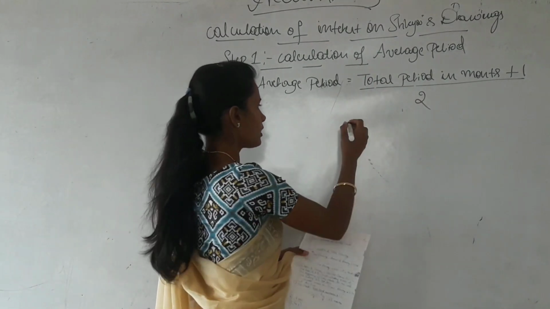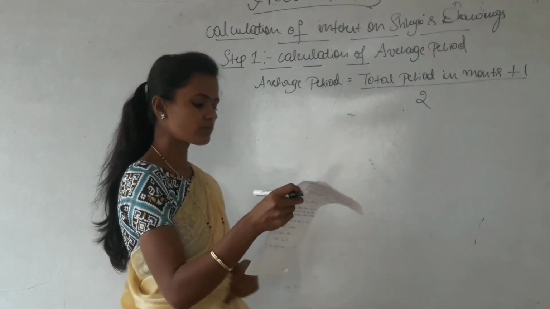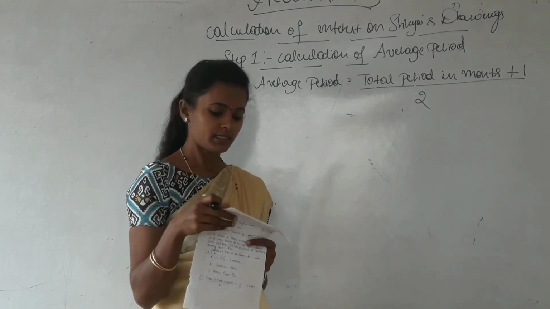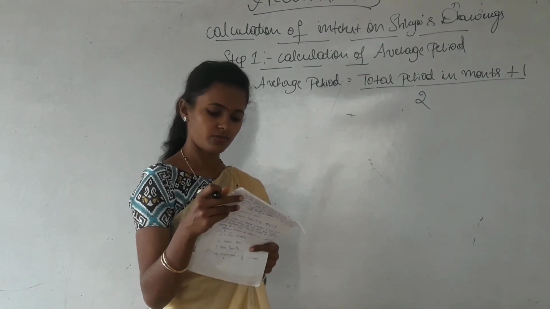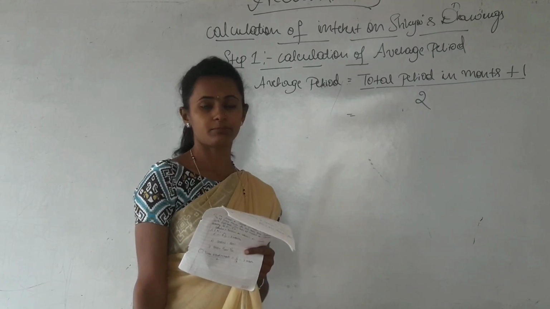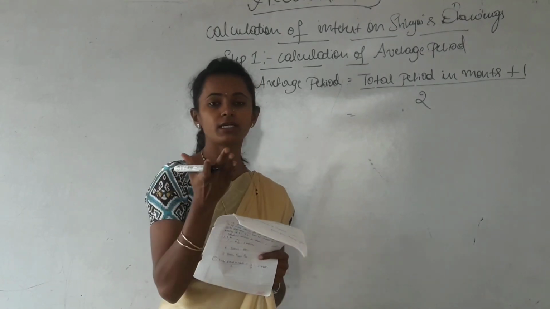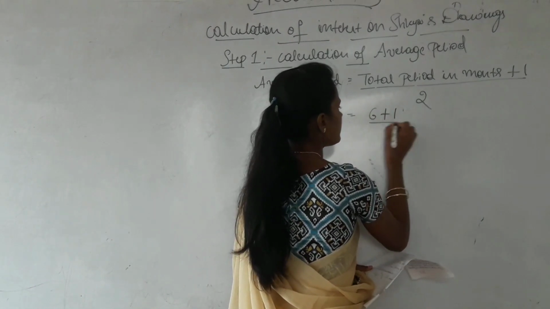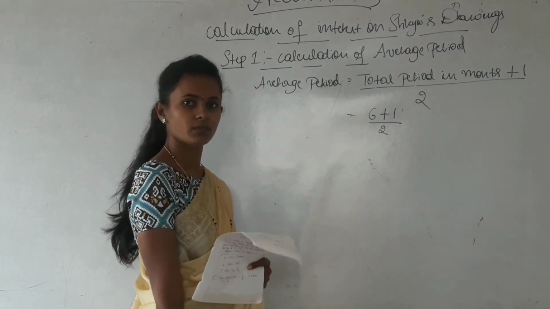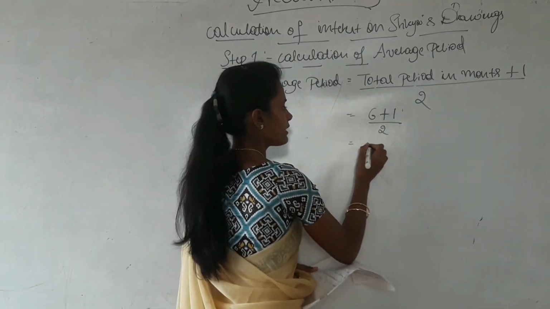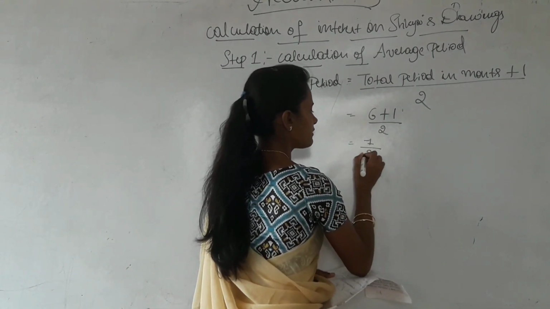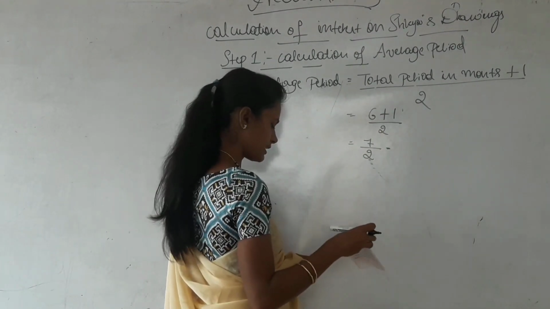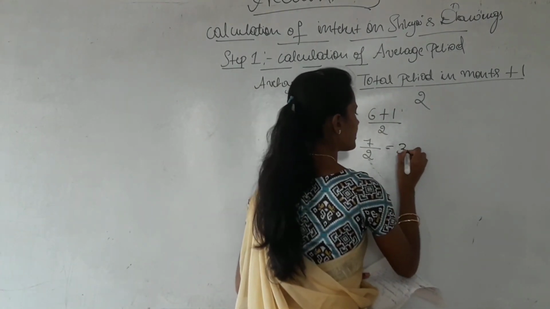Total period in months is nothing but how many months are given. Half yearly is given, right? That is for the half year ending 30th September 2013. Half yearly is nothing but 6 months. So I am taking here 6 plus 1 divided by 2. 6 plus 1 divided by 2 is equal to 7 divided by 2, which is 3.5 months.